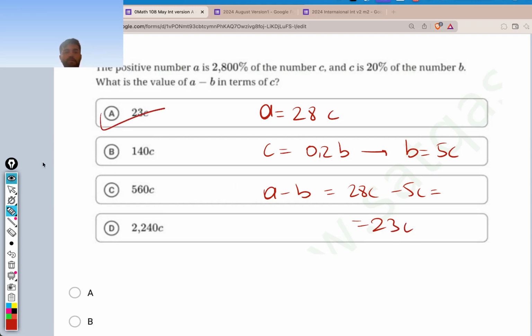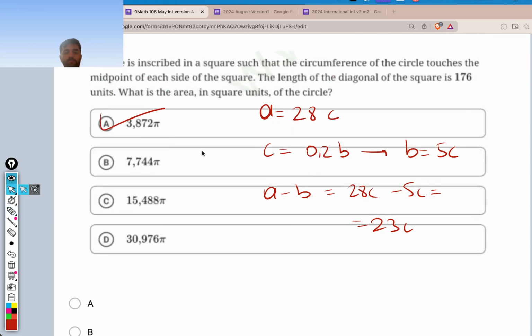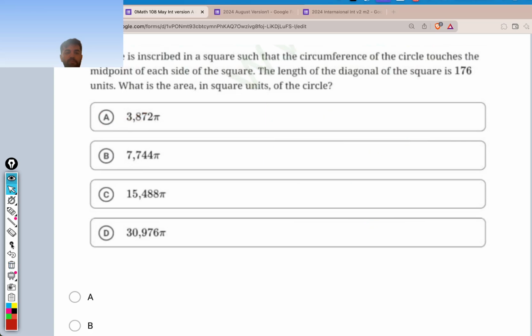A. This one. Circle inscribed in a square means like that. Okay, something like this.